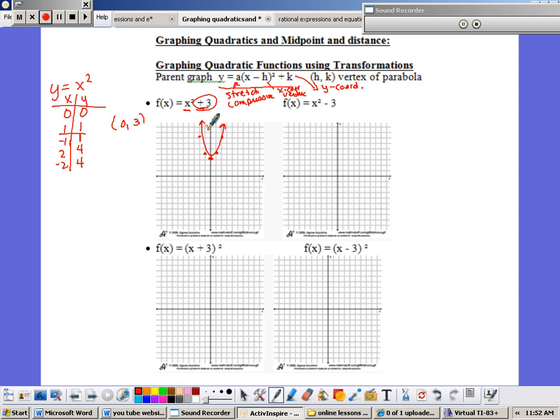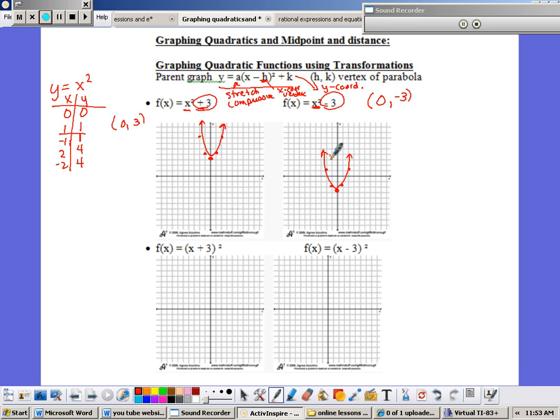Okay, on the next one, this is being moved down 3, or my vertex is 0 because there's nothing with the squared with the h, and my k is -3. So I'm down 3. Nothing's changing in the fact that I'm still going over 1 and up 1, over 1 and up 1, over 2 and up 4, over 2 and up 4. And I just move my parabola down.